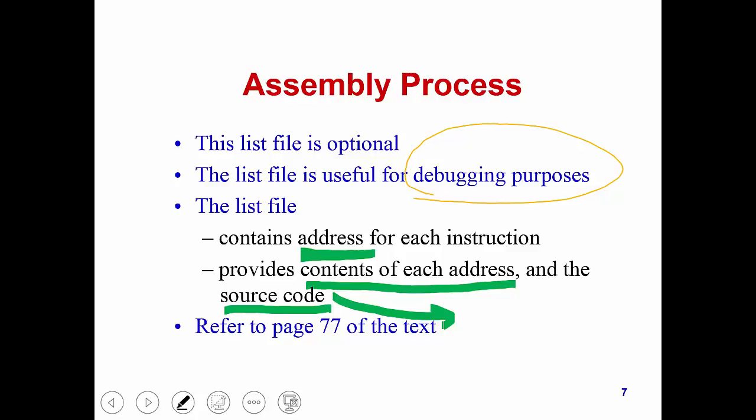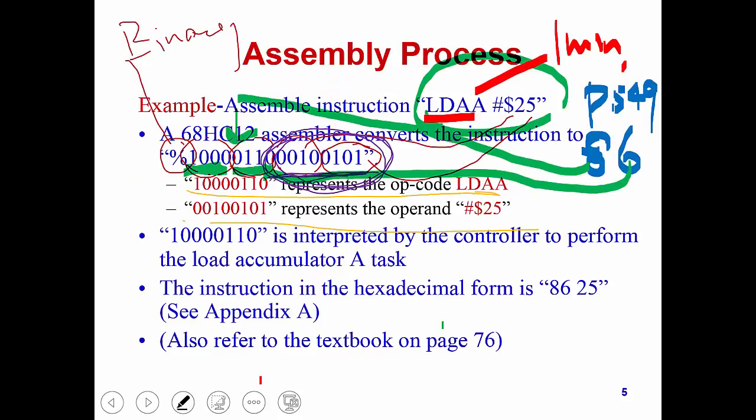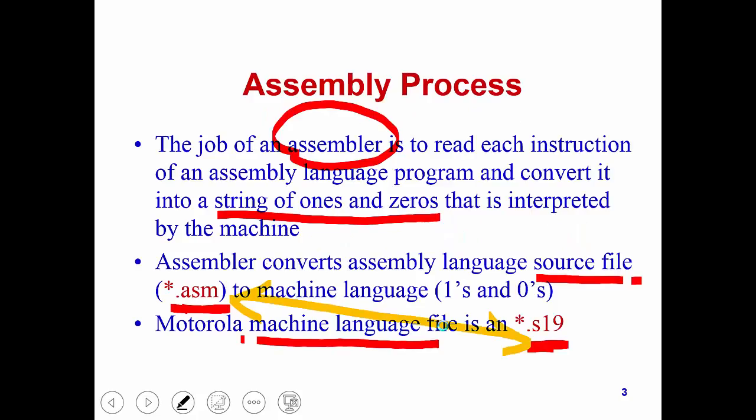As you go to page 77 in the book, they give a very good example and a very good discussion about that. So this is pretty much the first bullet. We focused on the assembly process, covered in section 3.1. Now let's go to the second topic, the second bullet, loops and stacks. We start with loops first. That's covered in section 3.2.